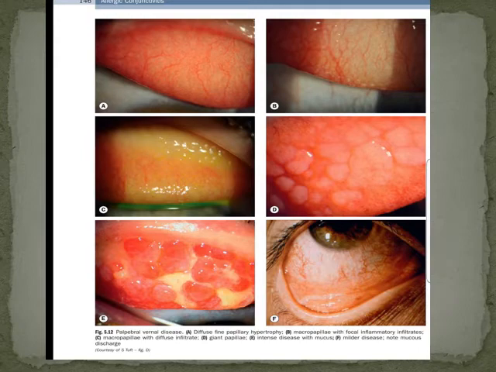Clinically, as I said, the patient will complain of burning and itching, which is usually intolerable and accentuated when the patient is in a warm, humid atmosphere. The itching is more marked in the palpebral form of the disease. So vernal keratoconjunctivitis can be palpebral form, bulbar form, or mixed form.